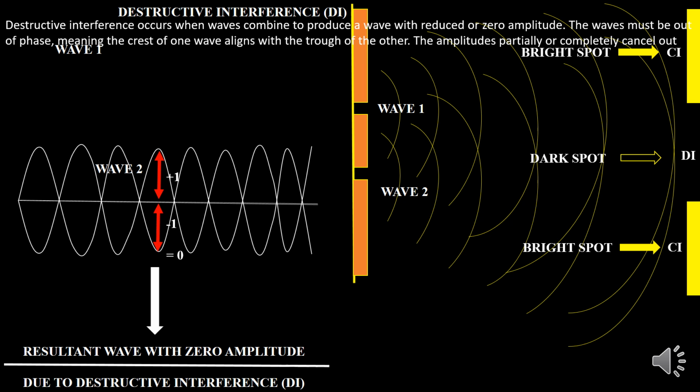So during destructive interference, the waves combine to produce a wave with 0 amplitude or reduced amplitude. And most importantly, the waves must be out of phase, meaning the crest of one wave aligns with the trough of the other, and the amplitudes partially or completely cancel out. So the bright spot on the screen is due to constructive interference, while the dark spot on the screen is due to destructive interference.